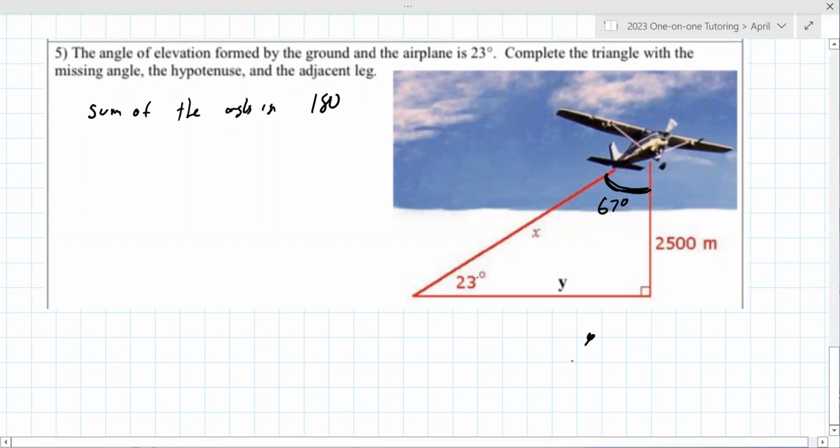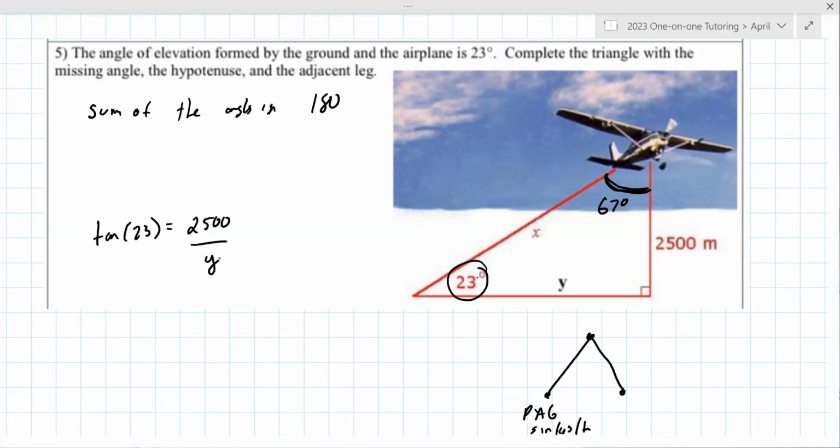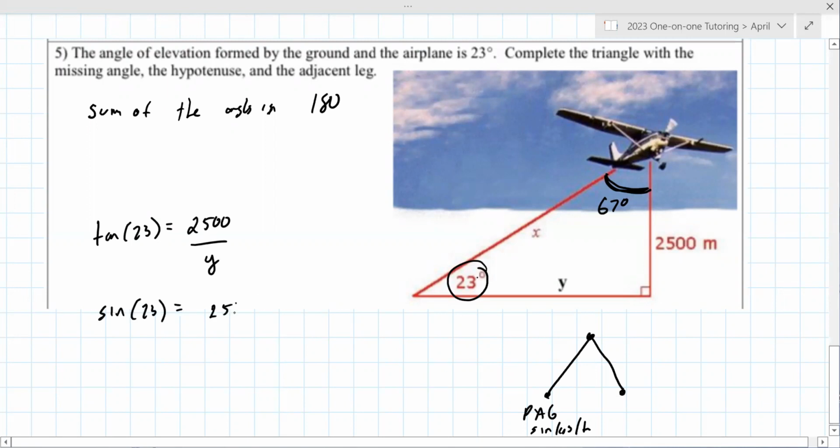I think we made this mapping last time: when you have a right triangle, you have the Pythagorean theorem, and then you have sine, cosine, and tangent. What I was trying to say here is if you're drawn to the 23, you can use the tangent of 23 equals 2500 over y to solve for y, as one example. Or if you want to find x first, you could do the sine of 23 equals 2500 over x.